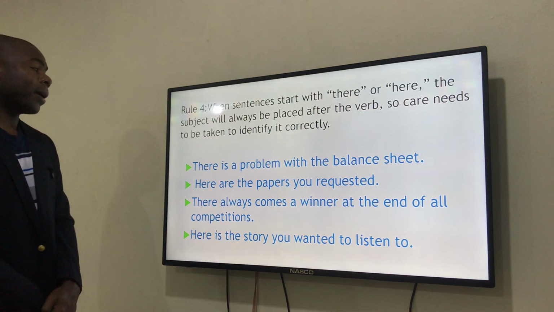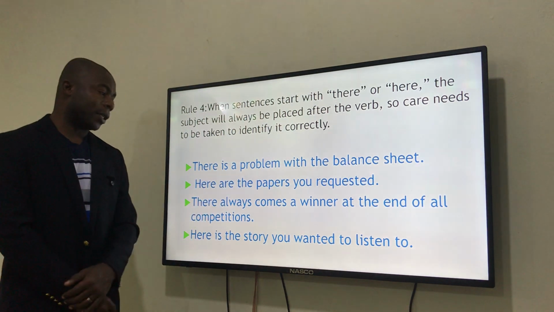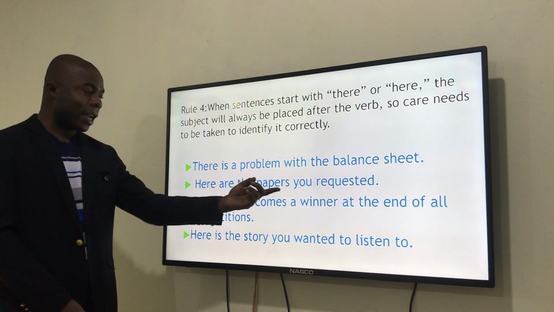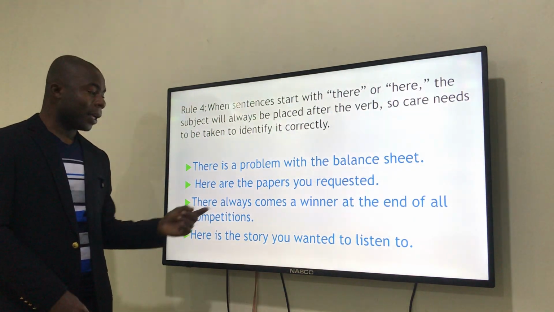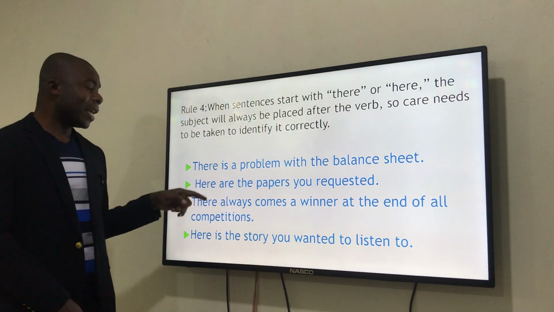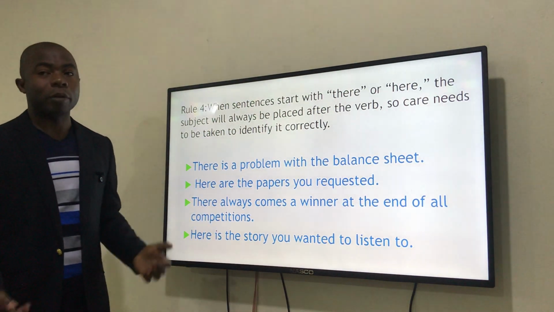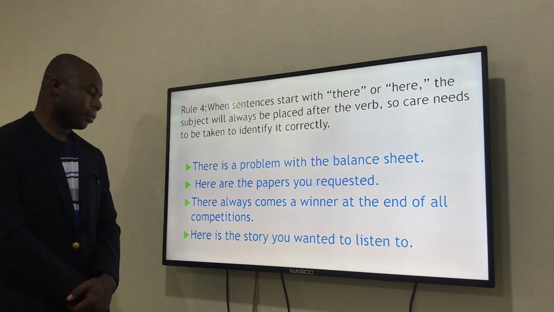Then we have, here are the papers you requested. The papers is actually the real subject, and the number is plural, so the verb over here is "are," not "is." If this was singular, it would be: here is the paper you requested. Here are the papers you requested. Here is the paper you requested.